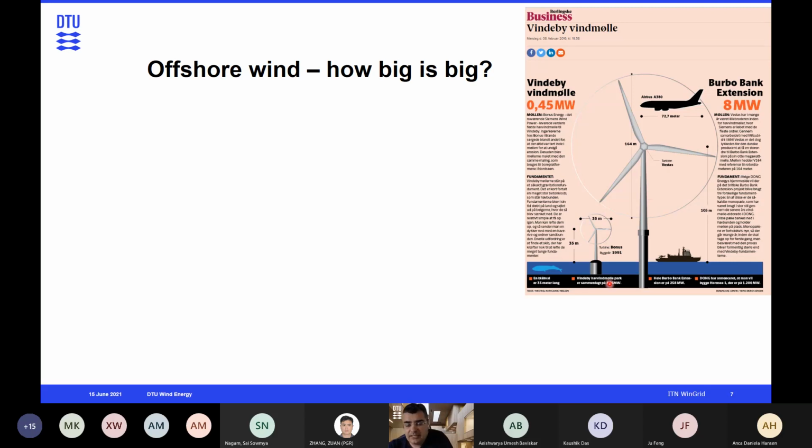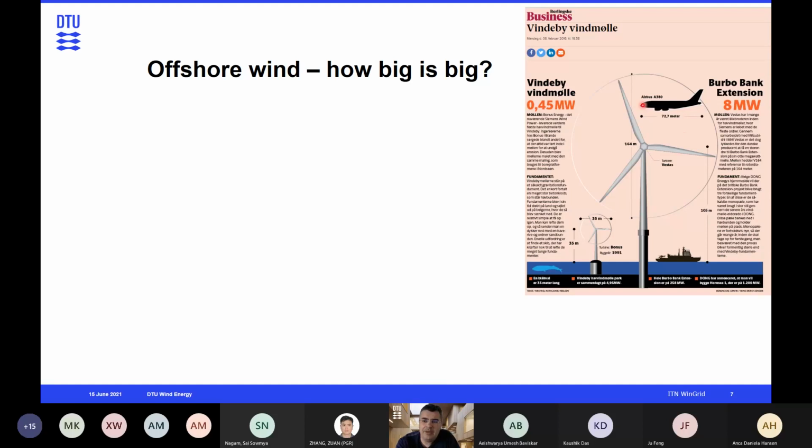This is a newspaper in Denmark. It's in Danish, but that's not relevant, the text. It actually shows one of the Borkum extension, an 8 megawatts wind turbine, and it's comparing it with Vindeby, which is what I showed you a couple of slides back, the very first wind farm built in Denmark, and how much larger that is.